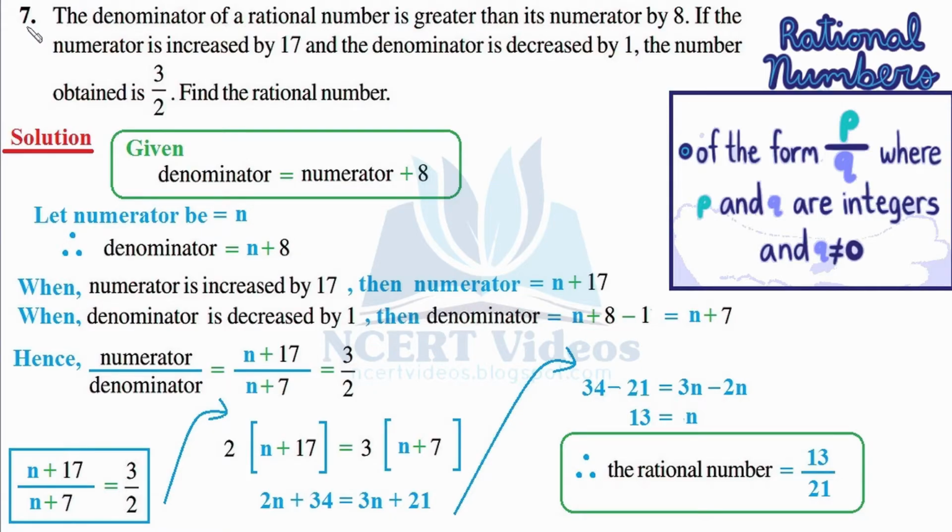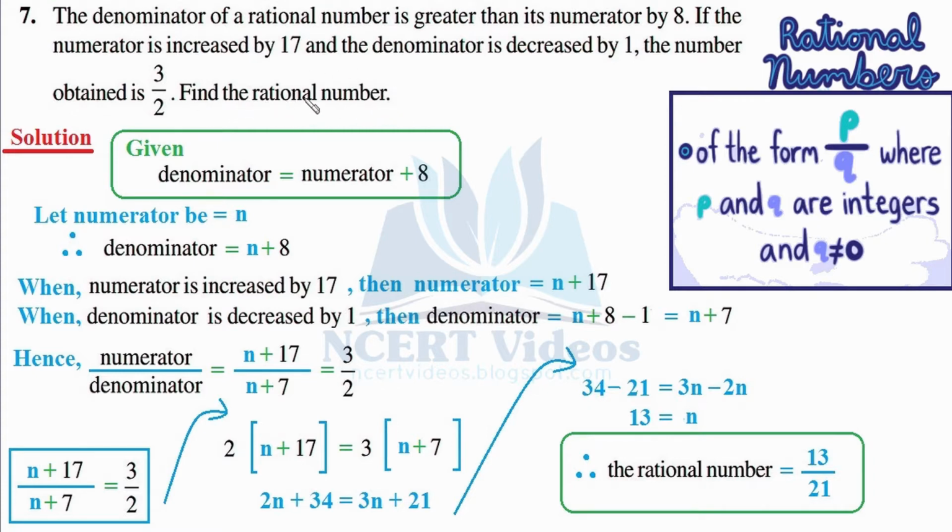Mathematics Class 8th, Chapter 2nd, Exercise 2.6. Last question, question number 7. The denominator of a rational number is greater than its numerator by 8. If the numerator is increased by 17 and the denominator is decreased by 1, the number obtained is 3 by 2. Find the rational number. Prior to solving it, let's revisit the concept of rational number.